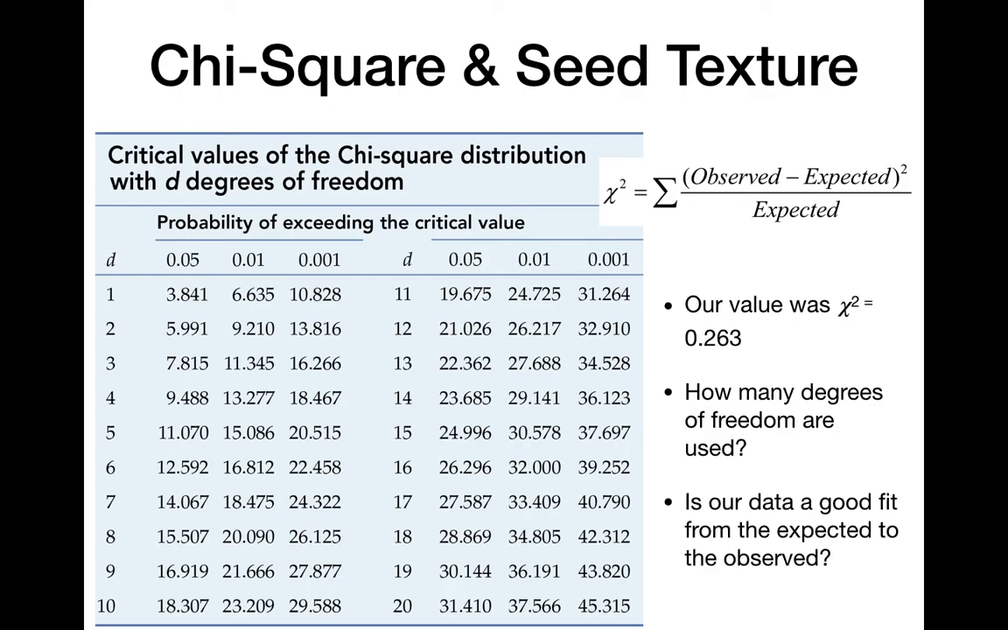Okay, so my p-value is 0.05, and I have 1 degree of freedom. So the critical value is 3.841, and my value is quite a bit lower than that, so I'm good to go. The observed fit the expected.